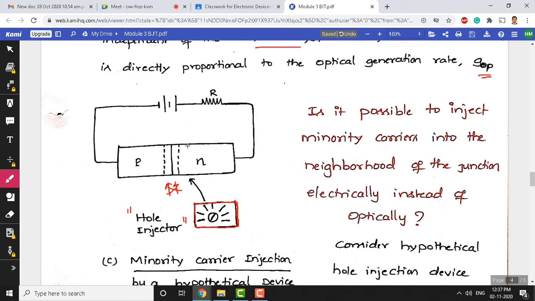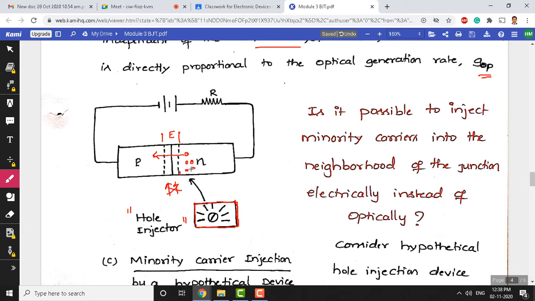If that is the case, that means you will have more holes created here. These holes, due to diffusion, move to the vicinity of the depletion region, and they will be swept into the P region by the electric field that exists in the depletion region. Earlier the photons were creating electron hole pairs, but in place of the photons we are now using a hole injector.